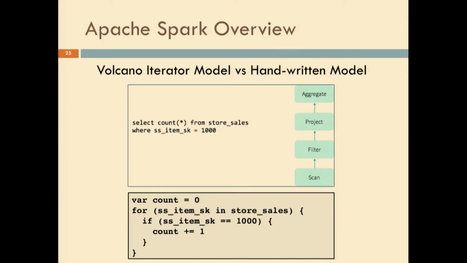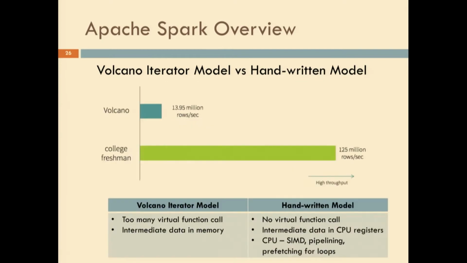So what do they do? They say, if we hire a college student to write that line of code, that's what probably most of us would write, right? And effectively, there's no operator. We just write it inline. There's very little virtual function calls going on there. So what this means is Spark takes that SQL code and generates code at runtime to be almost exactly like that. That's what I call whole stage code gen.